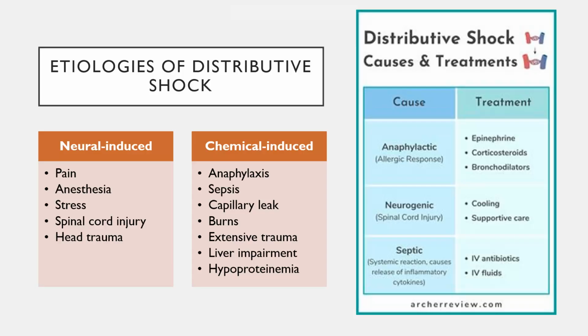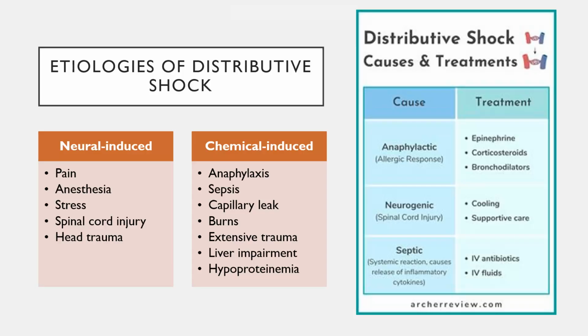Etiologies of distributive shock. Neural induced, you could have pain, anesthesia, stress, spinal cord injury, or head trauma. Chemical induced is going to be anaphylaxis, sepsis, a capillary leak, burns, excessive trauma, liver impairment, or hypoproteinemia. So what is the cause really? Anaphylaxis, we know, is more of an allergic reaction. Neurogenic is injury to the spine, so spinal cord injury.